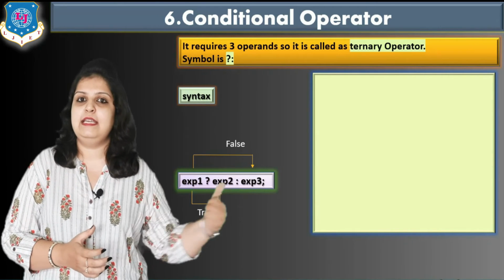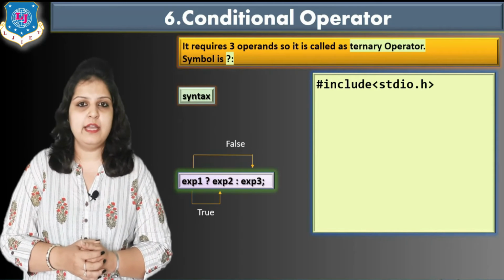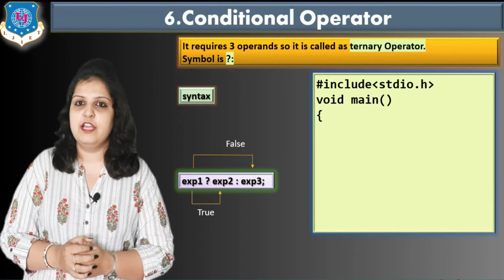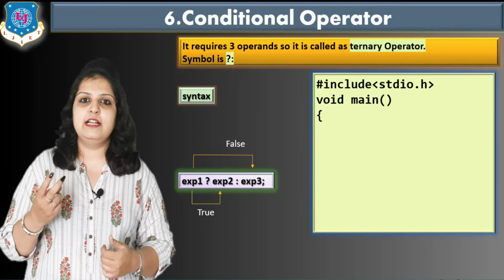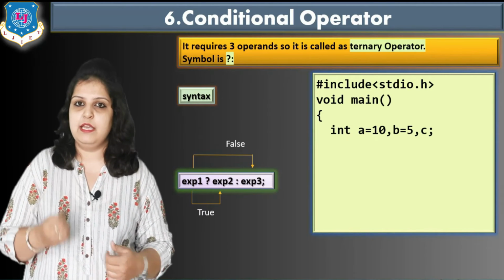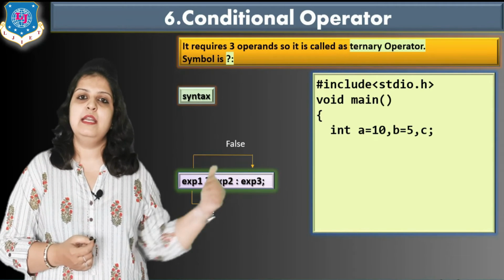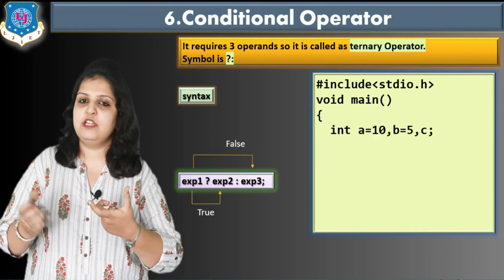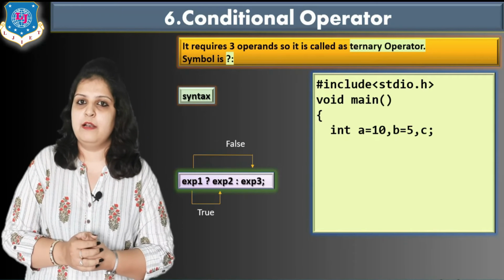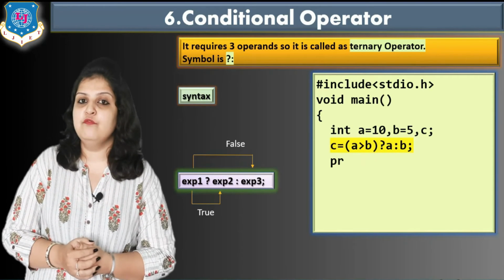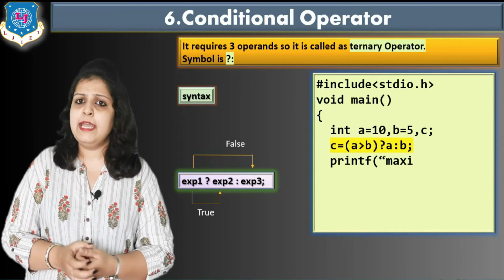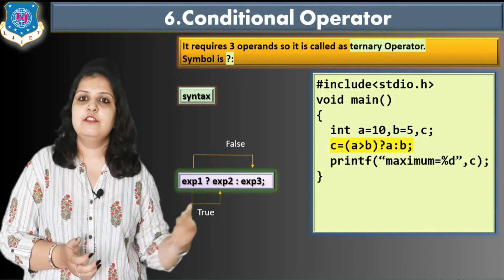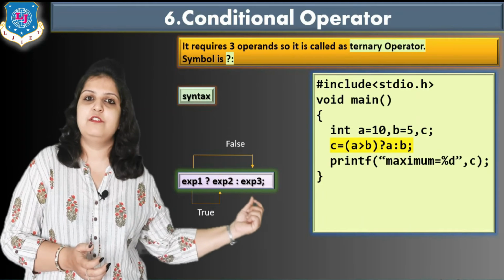How can we write it? Let's see an example. First step is to include the header file, so #include <stdio.h>. Then write the main function, and in the main function we first declare 2 variables A and B, and I am assigning the value A is equal to 10 and B is equal to 5, and our third variable is C because this whole expression I have to assign to another variable. Now in the place of expression 1 we can write the condition, and for finding the maximum number from 2 numbers our condition is A greater than B. So C is equal to A greater than B.